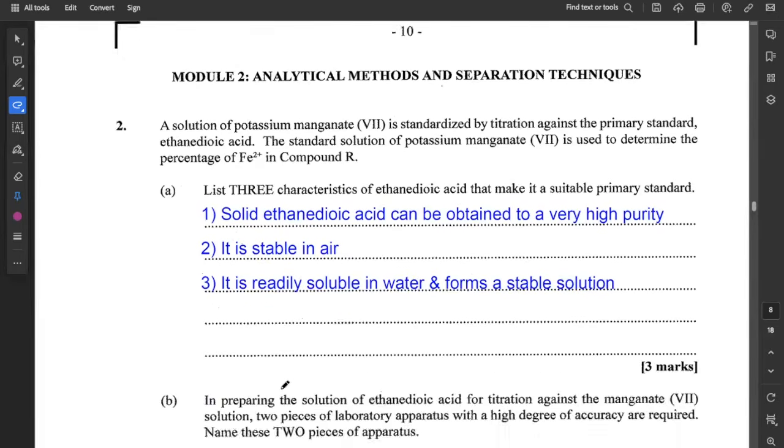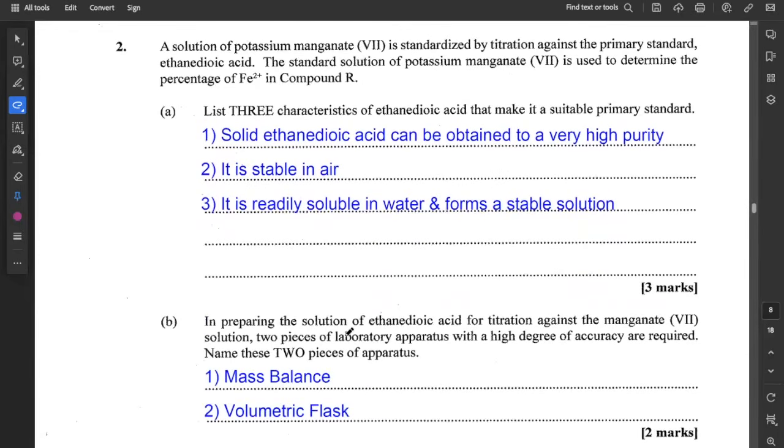All right, so moving along to B now. B says, in preparing the solution of ethane dioic acid for titration against the manganate 7 solution, 2 pieces of laboratory apparatus with high degree of accuracy are required, right? We want high degree of accuracy. Name these 2 pieces of apparatus.